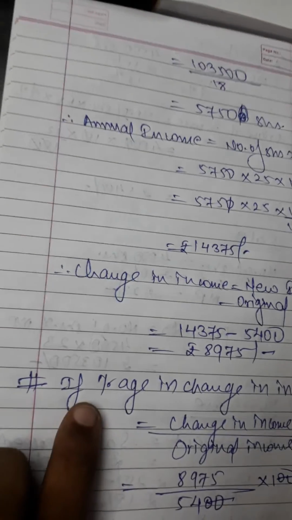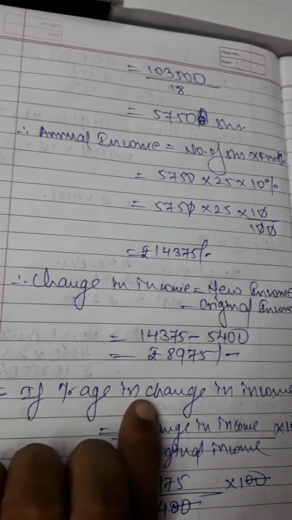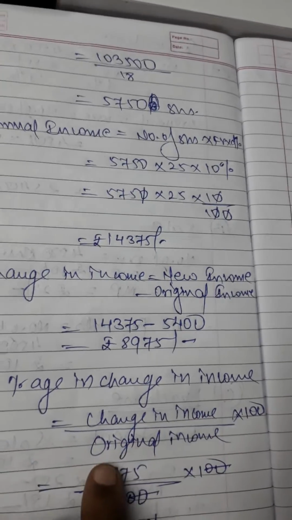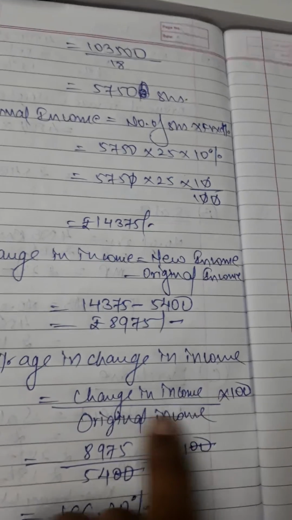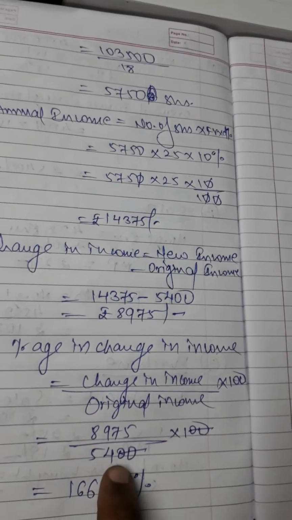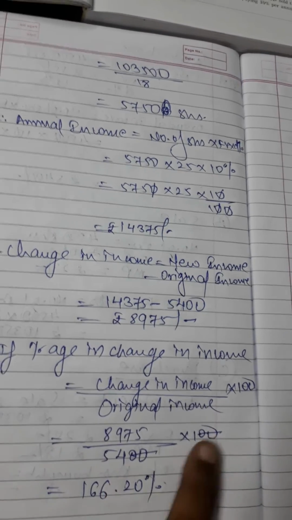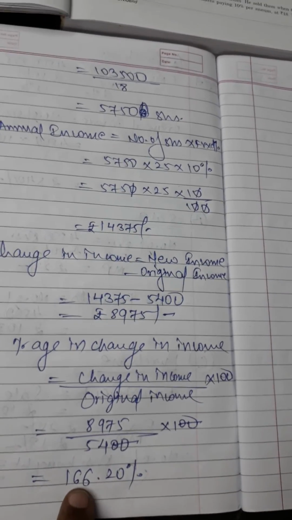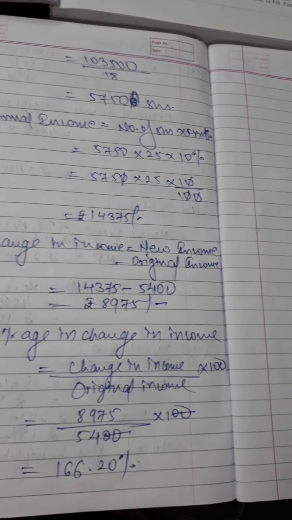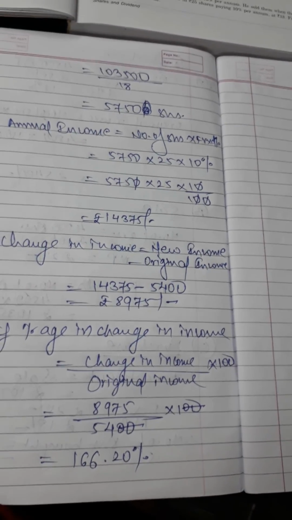If it is asked in question, find the percentage in change in income, then change in income divided by original income into 100. Change in income is 8975. Original income was 5400 into 100. Percentage will be 166.20 or 166.20%.